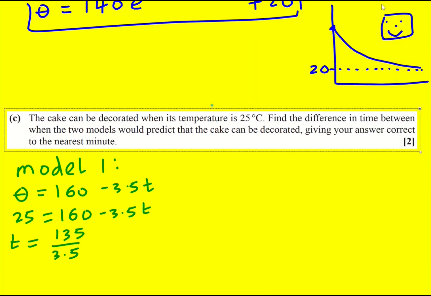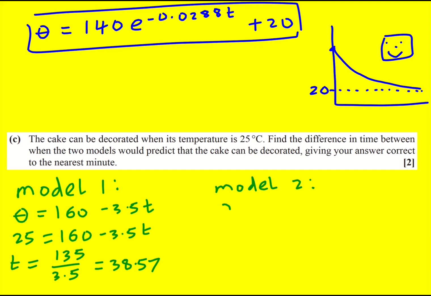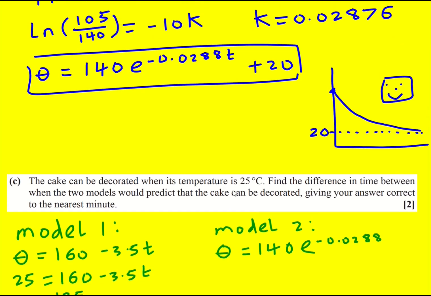I get 38.57. Then model 2. That was our one that we just found here. I really like the fact that this question's made us look into two different models, because that's actually what science is all about. You make a model and then you have to refine it. You see that time and time again in the history of science. Technically, I'm going to use the full thing.